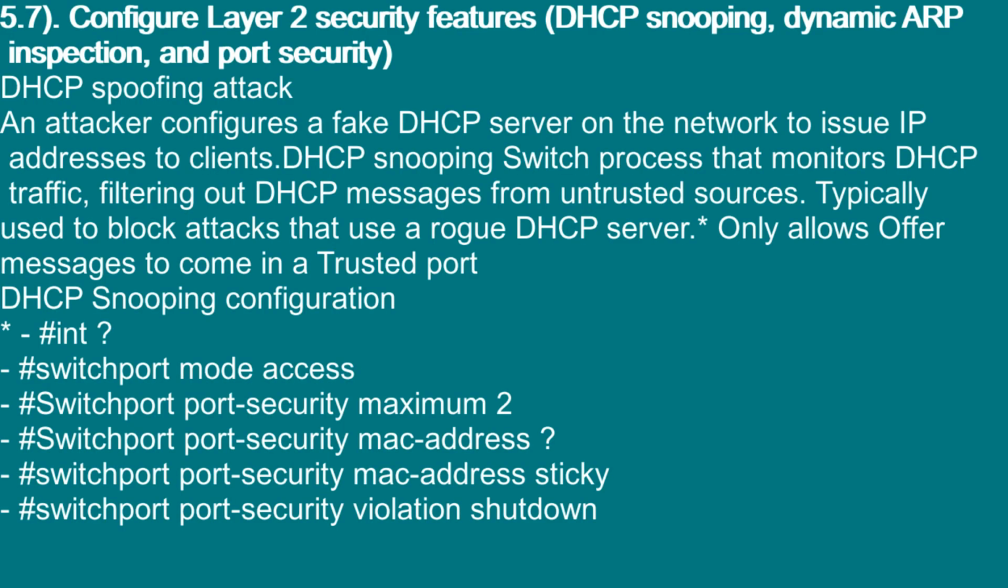5.7. Configure Layer 2 security features, DHCP snooping, dynamic ARP inspection, and port security. DHCP spoofing attack: an attacker configures a fake DHCP server on the network to issue IP addresses to clients. DHCP snooping: a switch process that monitors DHCP traffic, filtering out DHCP messages from untrusted sources. Typically used to block attacks that use a rogue DHCP server. Only allows offer messages to come in a trusted port.